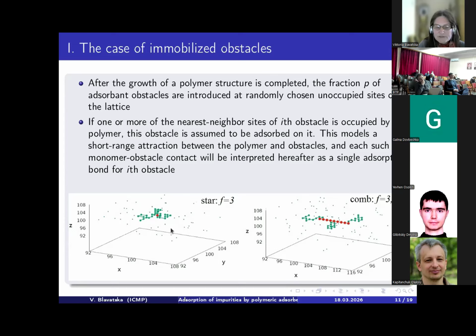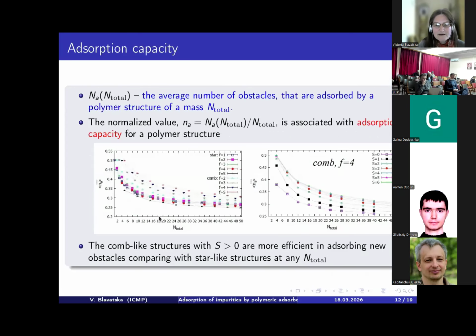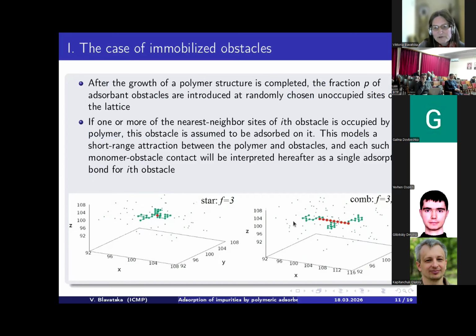So within our lattice model, we construct this star-like and complex structure and immerse them into solution with some amount of particles. If a pollutant particle occupies the next nearest neighbor position of a site which is occupied by a monomer, it means it is adsorbed. So the main quantity we are interested in is the average number of obstacles that can be adsorbed by a given polymer structure.